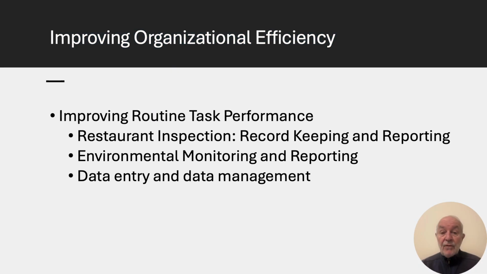There are other ways to improve organizational efficiency, particularly since public health agencies are involved in many routine tasks. One can improve task performance by, for example, improving the way in which records are kept and reports written in the case of restaurant inspections, which local health departments across the country do on a daily basis. Environmental monitoring and reporting similarly can be facilitated by the use of artificial intelligence. And finally, data entry and data management can be improved by utilizing artificial intelligence along the way.